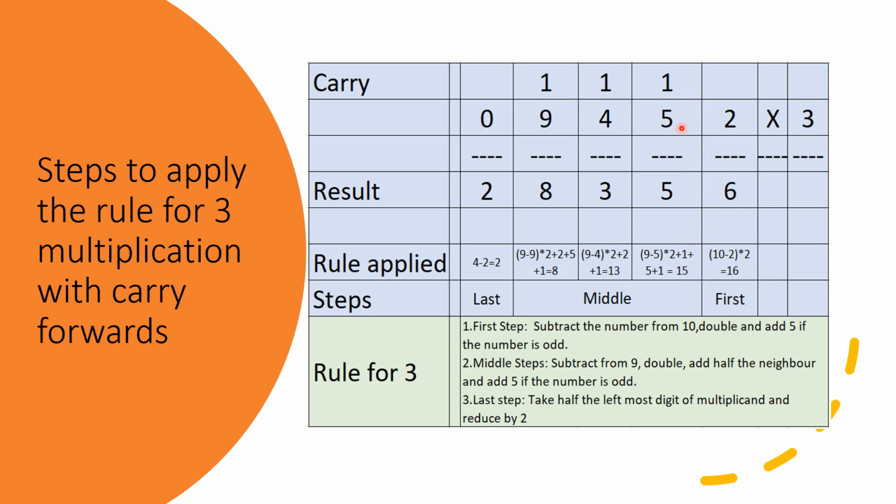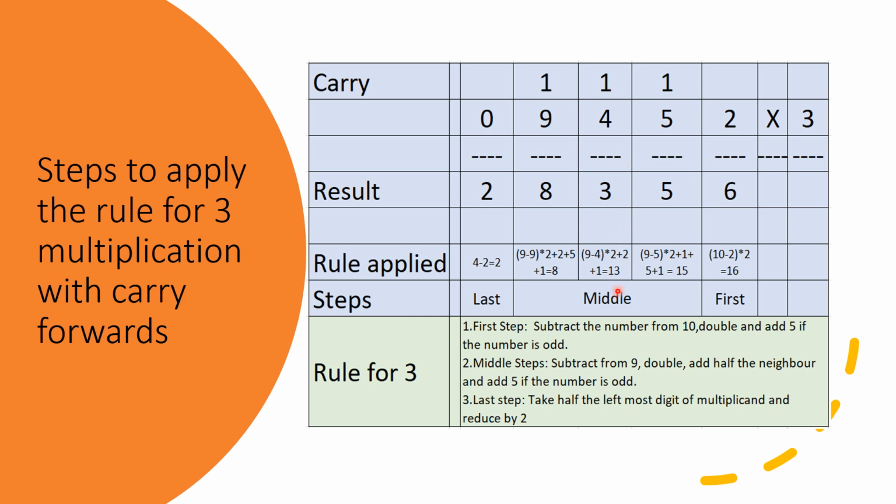Since the number is odd, we'll have to add 5 here, and since it's a middle step, you will have to subtract the number from 9. 9 minus 5 and double into 2. Then it becomes 8. 8 plus 1, half the neighbor. Half the neighbor is 1, and plus 5 because it is odd, and plus 1 is a carry forward. So it is 15. We'll keep 5 here and carry forward the number 1.